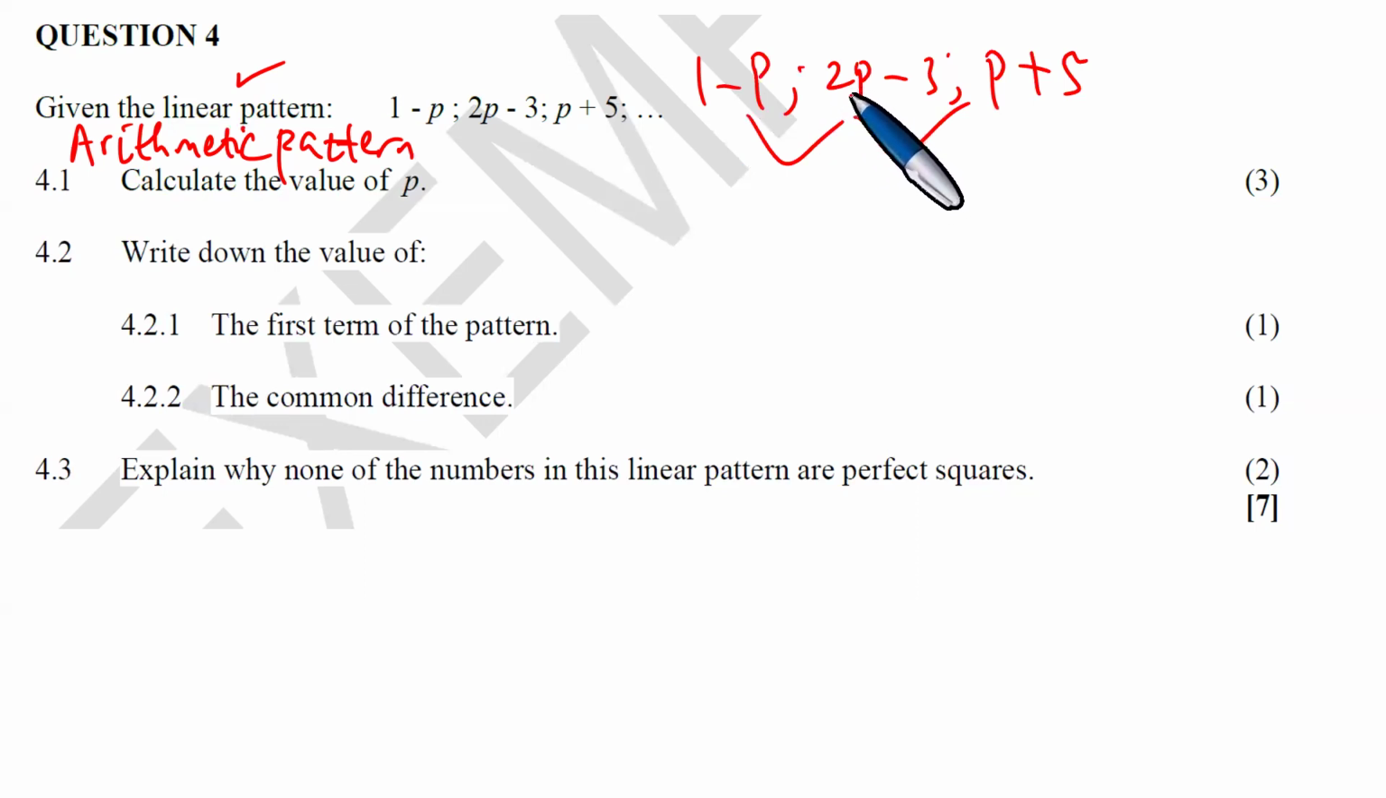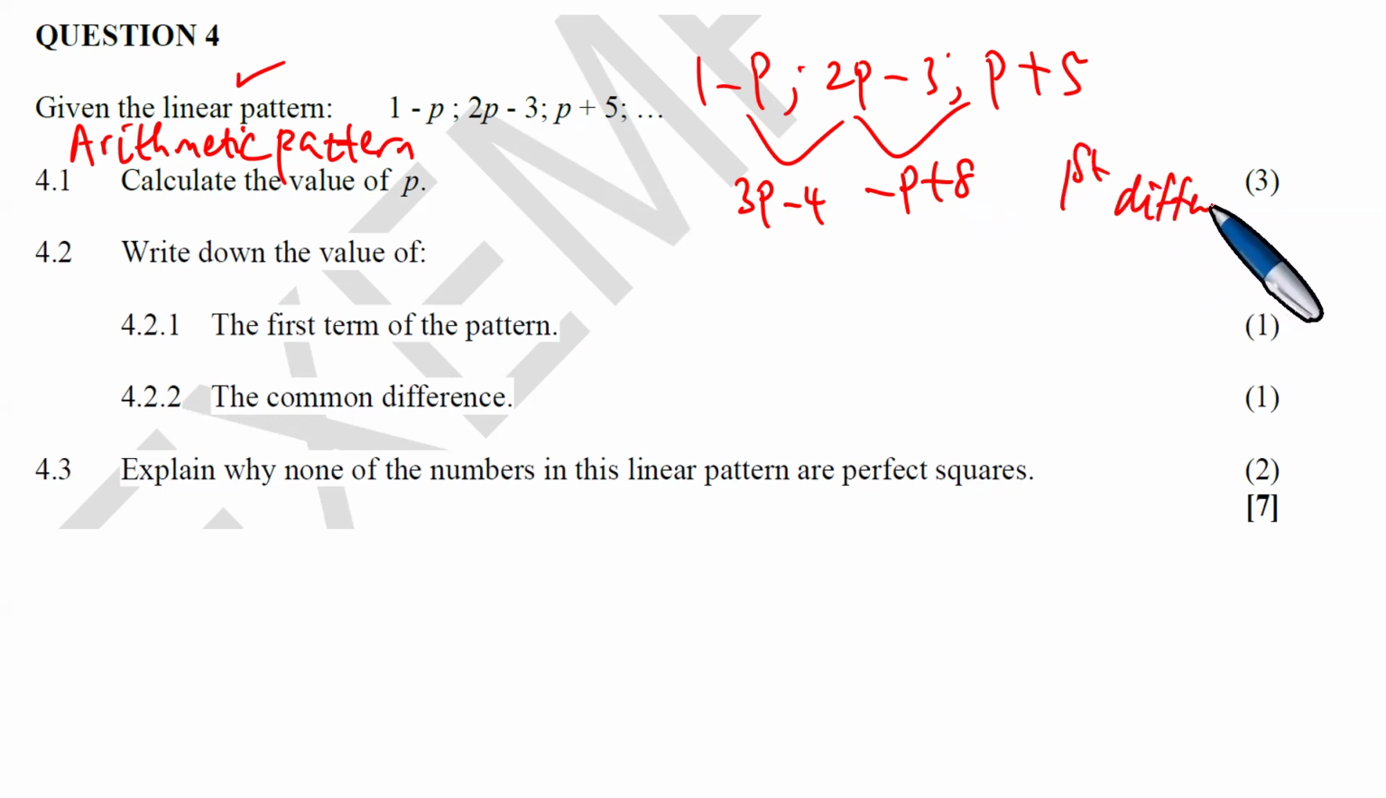So you'll say 2p minus 3, the whole thing here minus the whole thing there. So you can say 2p minus 3 minus 1 minus p. So it's going to be 3p minus 4. Then p minus 2p, which is minus p. 5 minus minus 3, which is plus 8. Okay, it's linear, so you don't continue. You just stop at the first differences.